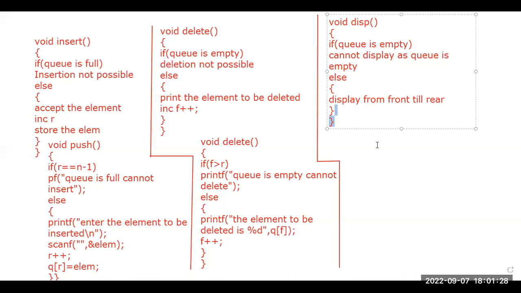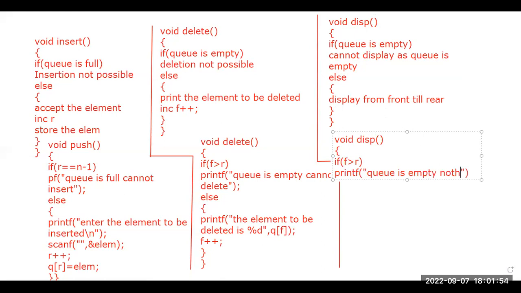Okay. For the same, if I have to convert this into code, how will I do it? Just observe here. Void display. Inside this, if Q is empty, what is the condition that I should write? F is greater than R. What should I say? Printf Q is empty, nothing to display. Am I right? All of you think and answer.